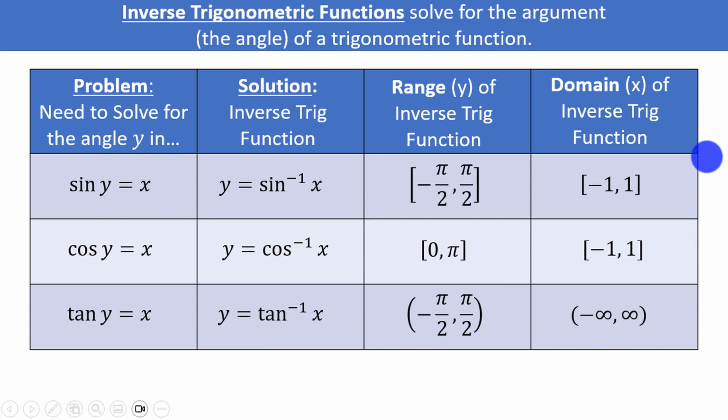And the domain of each of these inverse trig functions is just the range of the original trig function. They kind of switch around. So sine can typically be between negative 1 and 1. So the domain of inverse sine would be negative 1 to 1. Same idea for cosine, and for tangent we have all real numbers.